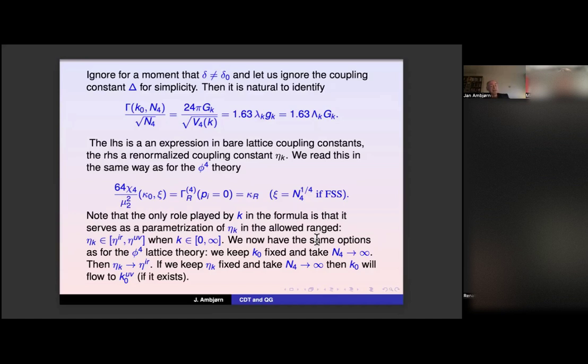So we now have the same options as for the phi to the 4th lattice theory. We can keep the bare coupling constant k naught fixed and take n4 to infinity. That's the correlation length going to infinity. And then the renormalized coupling constant should flow to the infrared fixed point. On the other hand, if we keep the renormalized coupling constant fixed and take n4 to infinity, then k naught should flow to the ultraviolet fixed point, provided it exists. So this is what we're going to study.